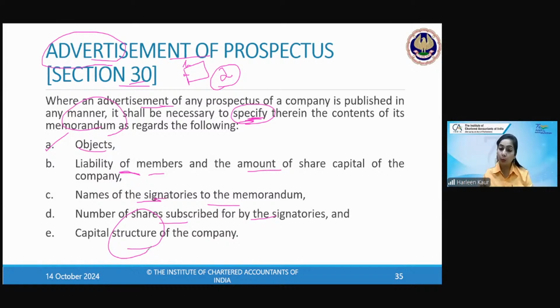Let's quickly learn it. Object, liability clause, capital clause. So 3 things very easy: object clause, liability clause, capital clause. You can remember it from the memorandum of association. Along with that, names of the signatories and the number of shares subscribed by these signatories.